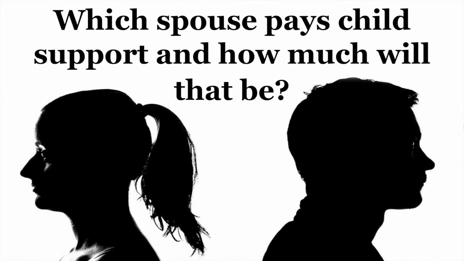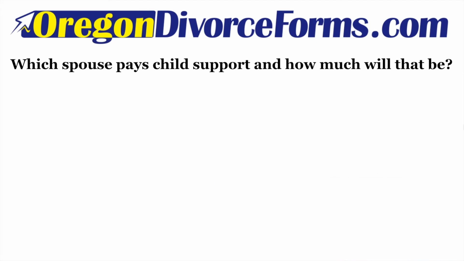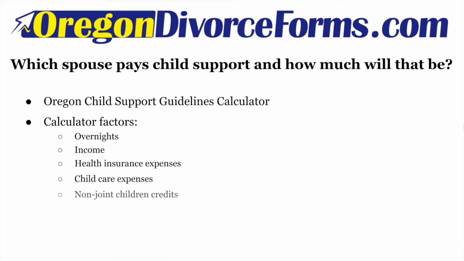Which spouse pays child support, and how much will that be? In Oregon, typically the first step is to calculate the support amount using the Oregon Child Support Guidelines calculator, which will determine how much money each parent should contribute for the care of their child. Generally speaking, the spouse with less overnights will pay child support to the other spouse, but there are other factors involved, such as income, health insurance, childcare expenses, and non-joint children credits that may affect the calculation.